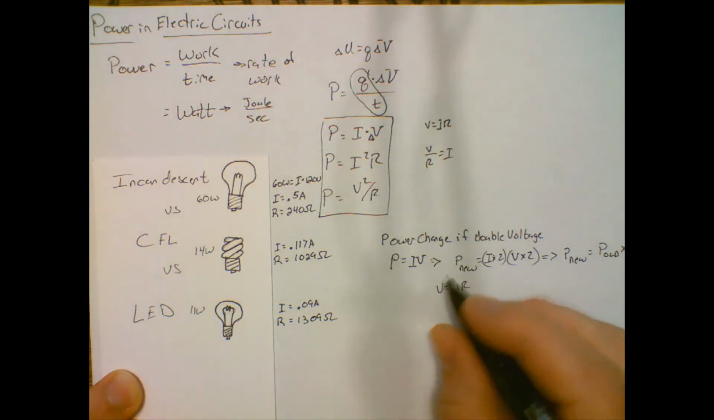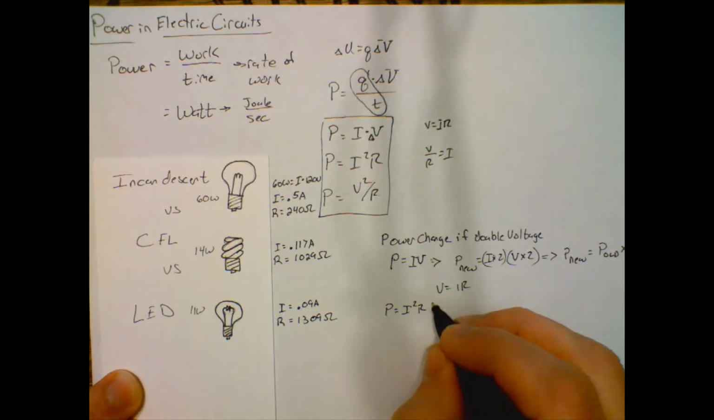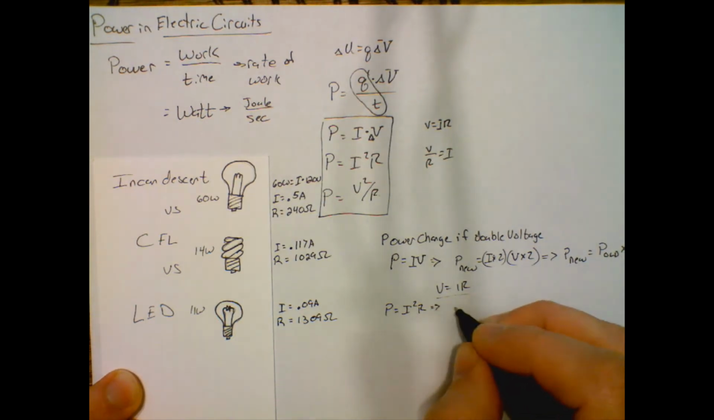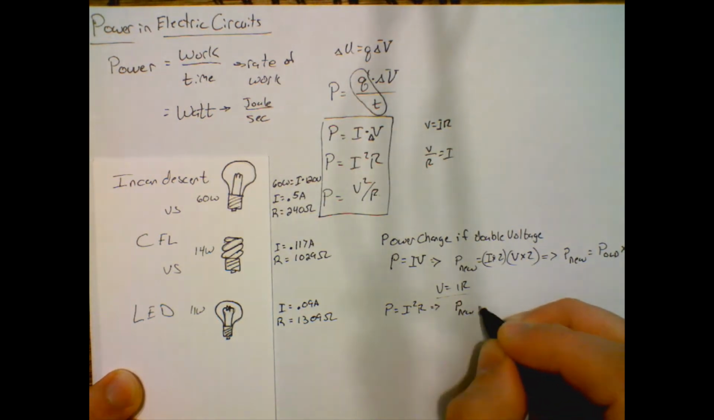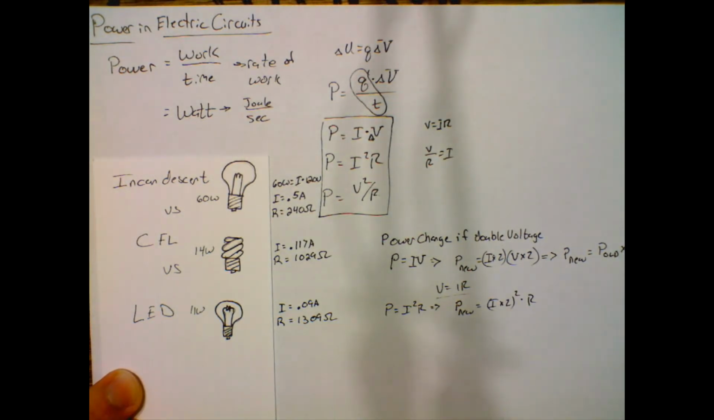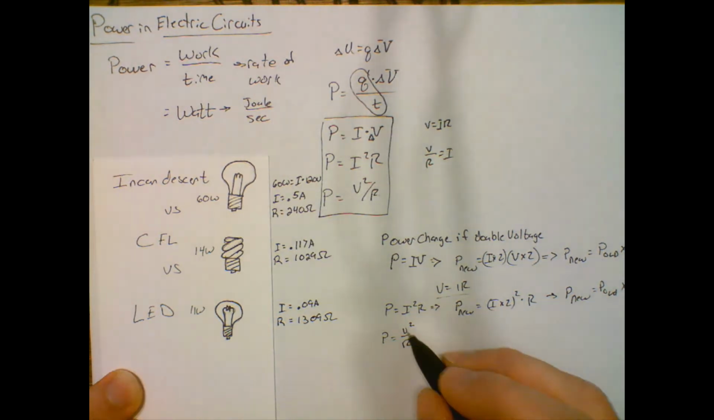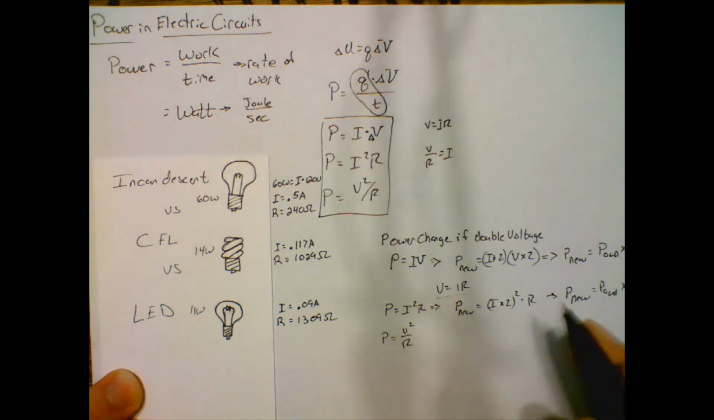We can also look at this in the other equations, though. If I want to look at I squared R, I have to say, oh, V equals IR. I is doubled. But it's squared as well. Same resistance. Same result. Or we can look at V squared over R. This one's probably the easiest. V is doubled, R stays the same, and we know exactly what happens. We get the exact same result.